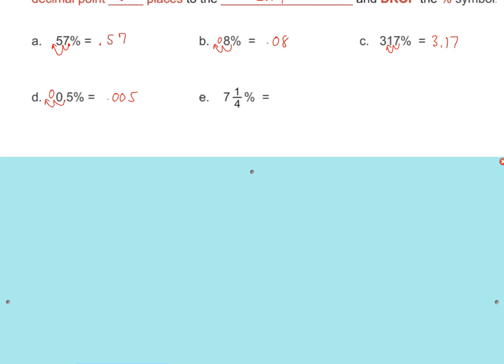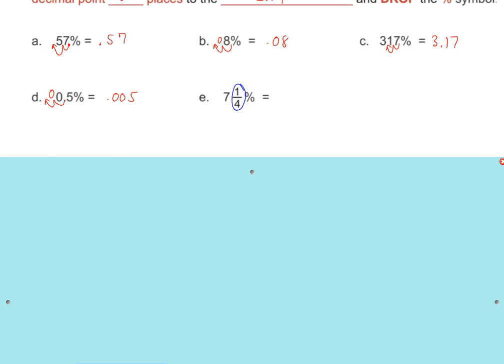We did per 100. So what would you do with 7 1/4? You get 7 1/4%. How are you going to change this to a decimal? All right, what are you going to do in this one? Well, in this one, we really have to know what 1/4 is.